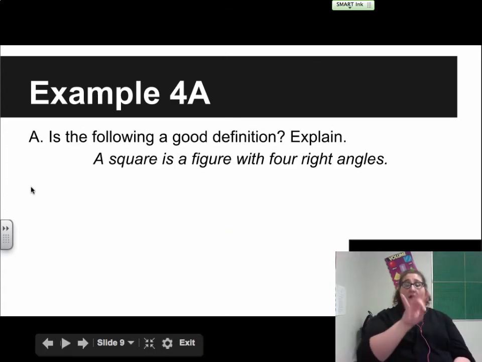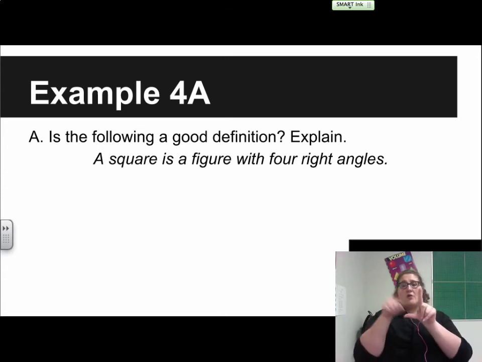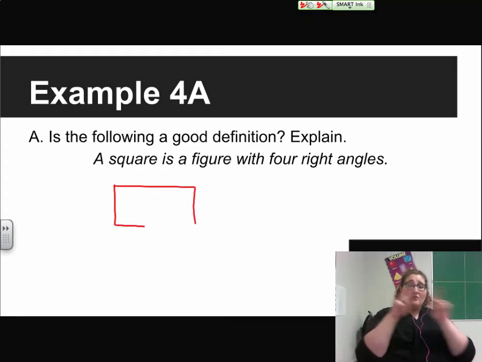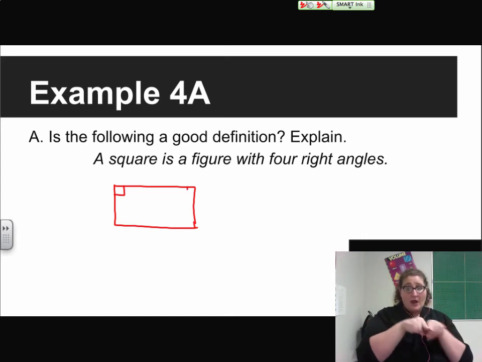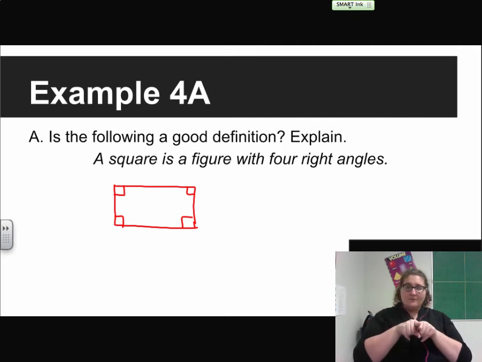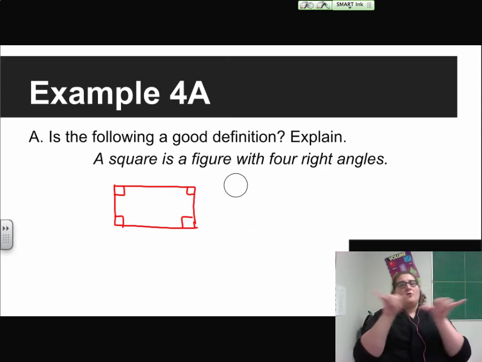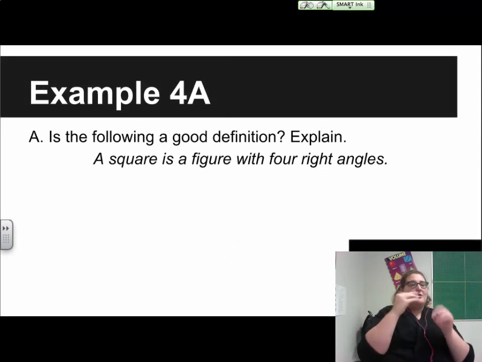Example 4a says, is the following a good definition? Explain. A square is a figure with 4 right angles. Well, if it's a good definition, it will only apply to squares. Well, can you think of another figure that has 4 right angles? Well, let's see. If I draw a rectangle that's not a square, it will have 4 right angles. Is that a square? No, so this isn't a good definition. We have to add something to it. If we want a good definition of a square, we have to say it's a quadrilateral with 4 right angles and 4 congruent sides to be more specific about a square, so that way we can tell the difference between a square and a rectangle.